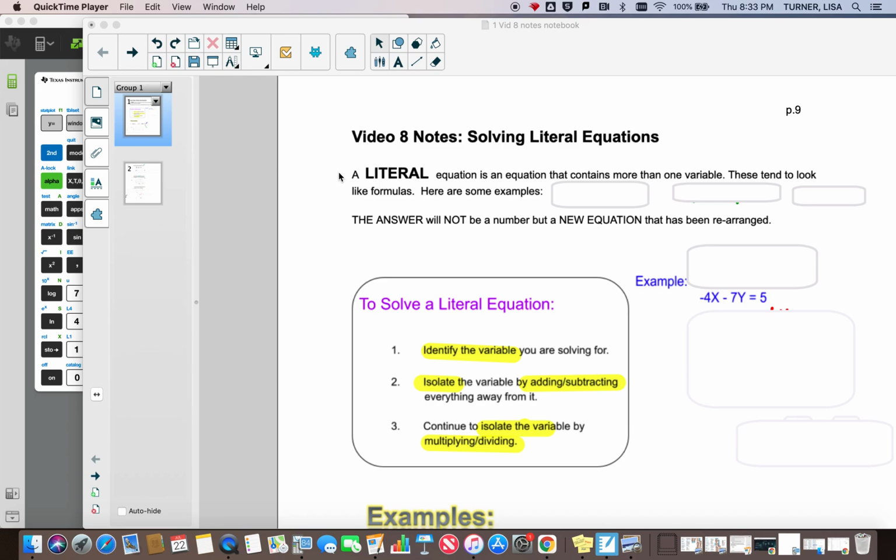A literal equation is an equation that contains more than one variable. We've been solving for just the x in our equations. These tend to look like formulas. Here are some examples. Go ahead and write them down.